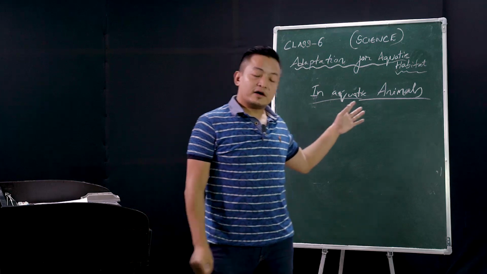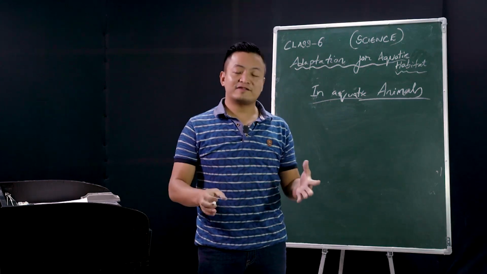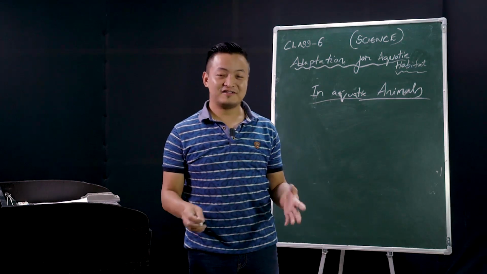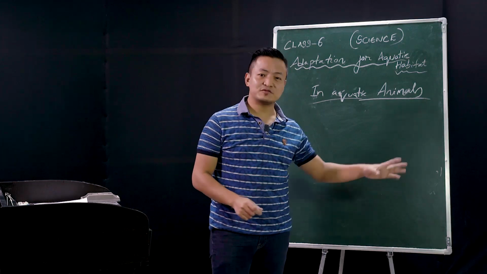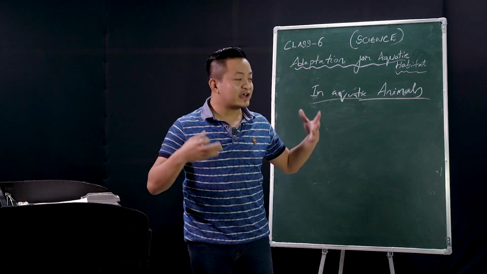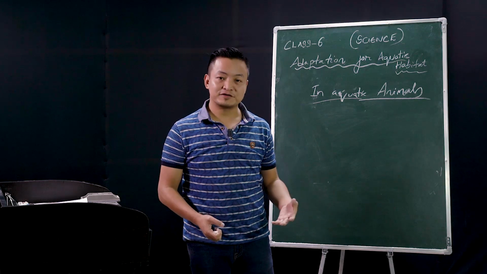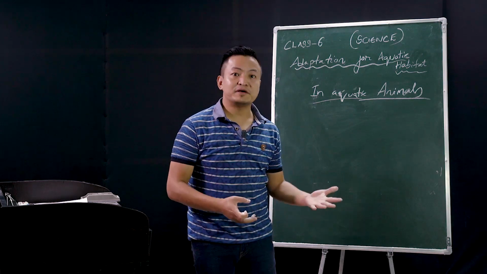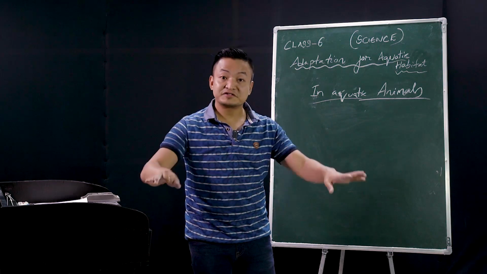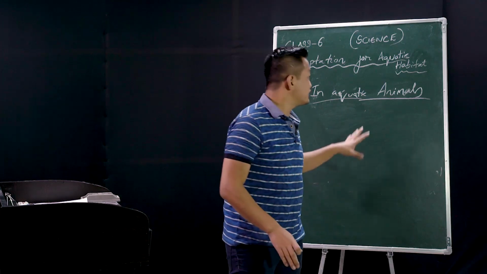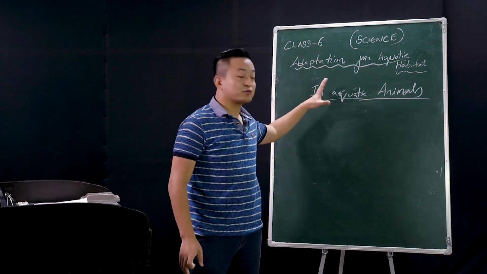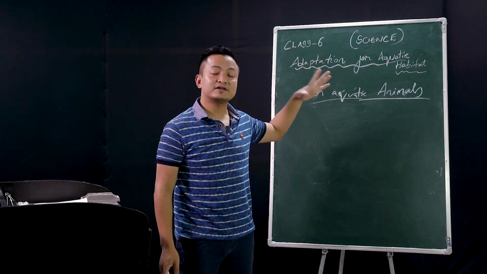Now, the most common example of aquatic animals is the fish, right? How do fish survive inside the water, how have they adapted themselves to the water? We cannot imagine a fish living on terrestrial land, right? So fish come under aquatic animals, and we'll study their properties.